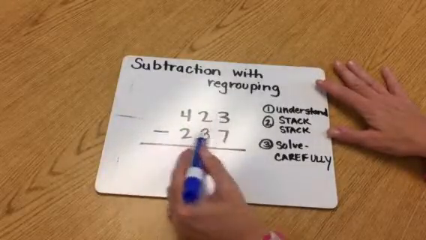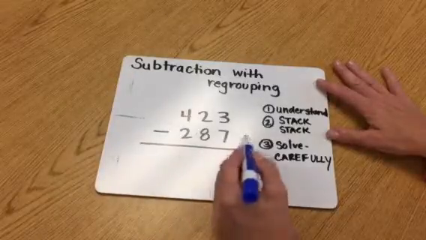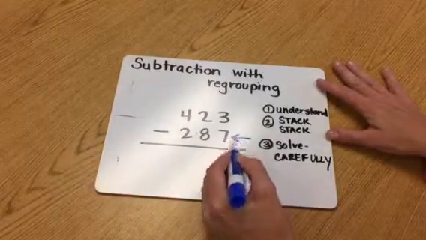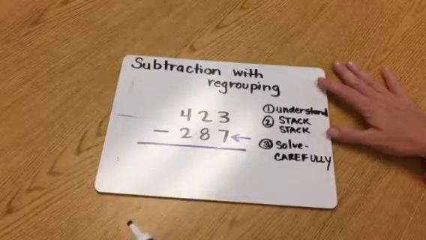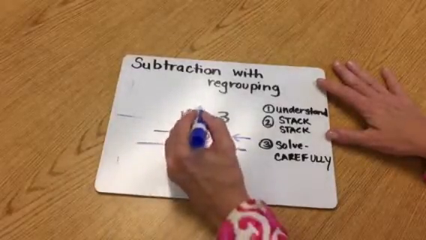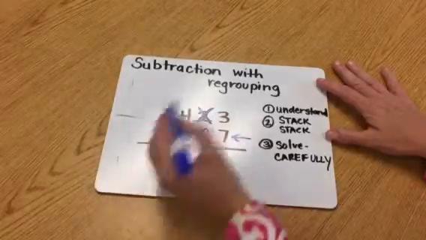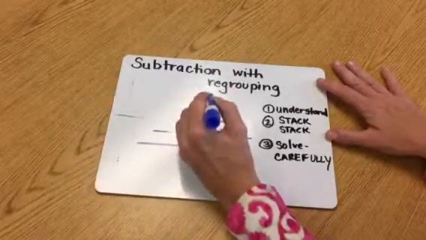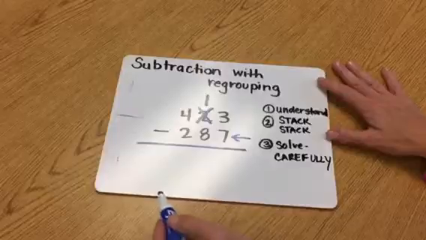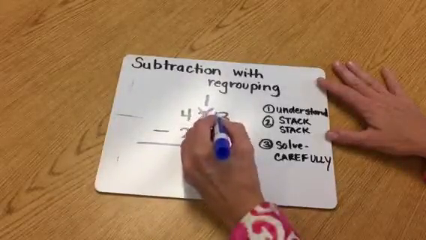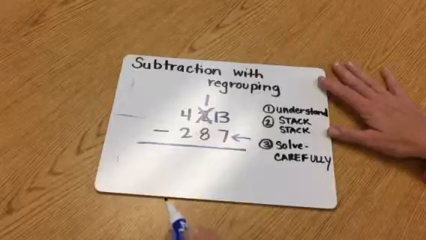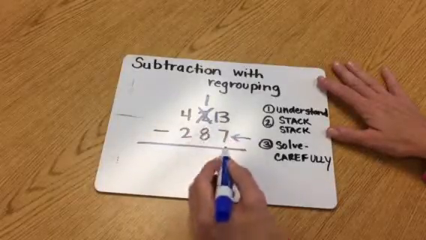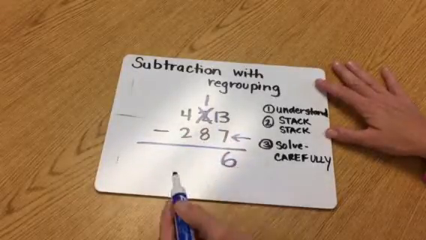So 3 minus 7, because what we call more on the floor, this is the floor, because there's more on the floor here, we have to go next door. And we go next door to the 2 and we borrow 1. So if we borrow 1 from the 2 becomes a 1, and we take that 1 and we just very carefully squeeze it in there and make that a 13. And 13 minus 7 equals 6.